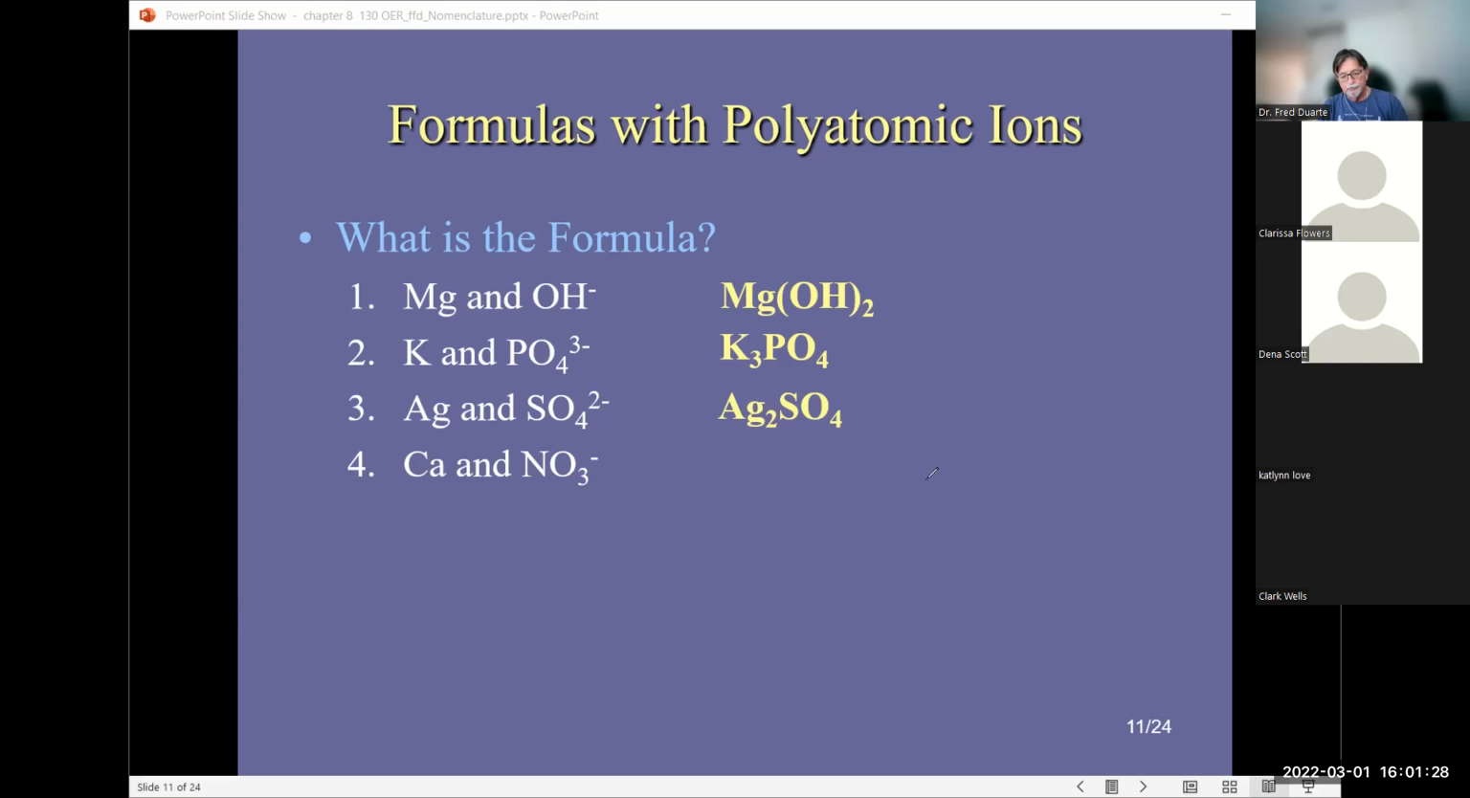Calcium, a group 2A element, so it has a +2. And then we've got the nitrate, the -1 charge. I need 2 of the -1s for every calcium +2 ion. So its formula becomes as follows. Since I need 2 nitrates, I need the parentheses.